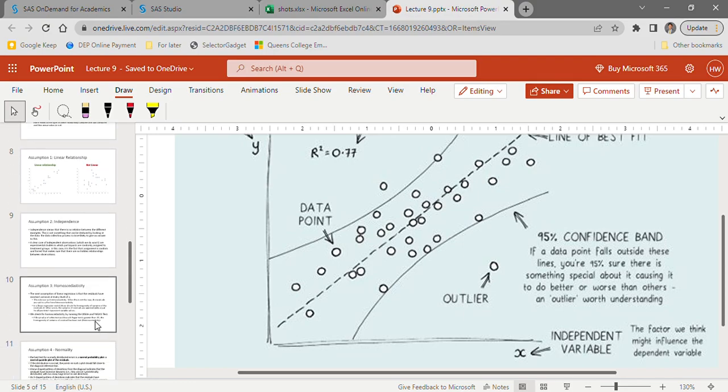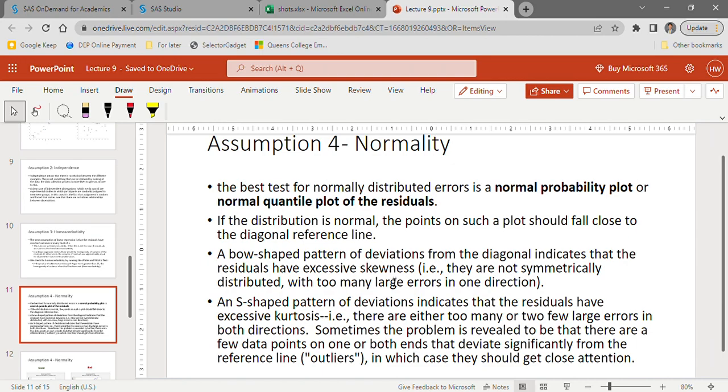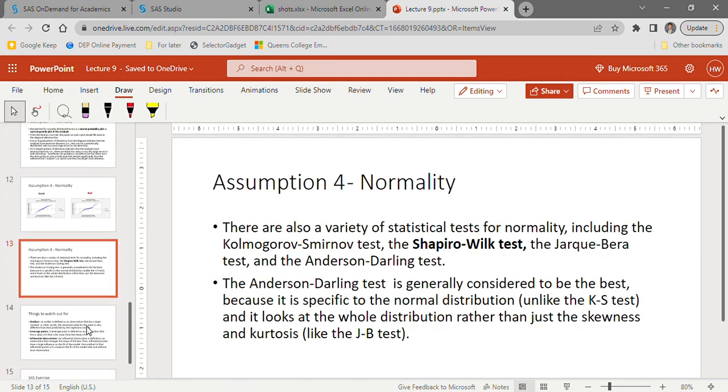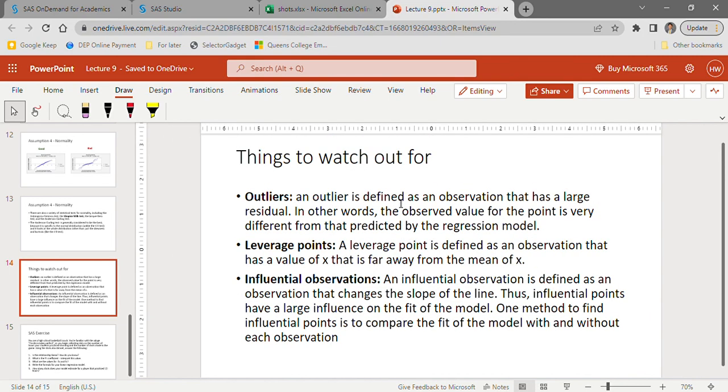Then what you have are things like your leverage points, and your influential observations, right? So let's go over each one. An outlier is defined as an observation that has a large residual. In other words, the observed value for the point is very different from the value predicted by the regression model.